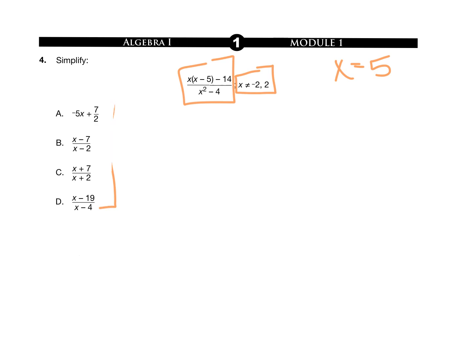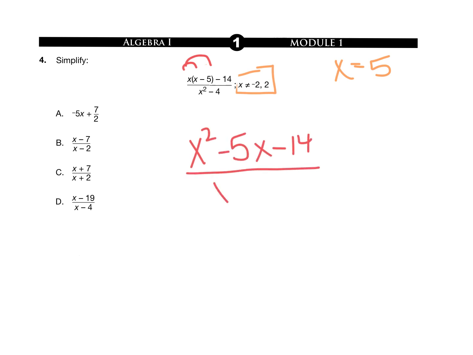And then go through and figure out what your match would be. So that's always an option. The math behind this problem, though, is if I would actually go through and simplify this numerator, I would get x squared minus 5x minus 14, and then on my denominator I'd have x squared minus 4. Now keep in mind, this is a math test.